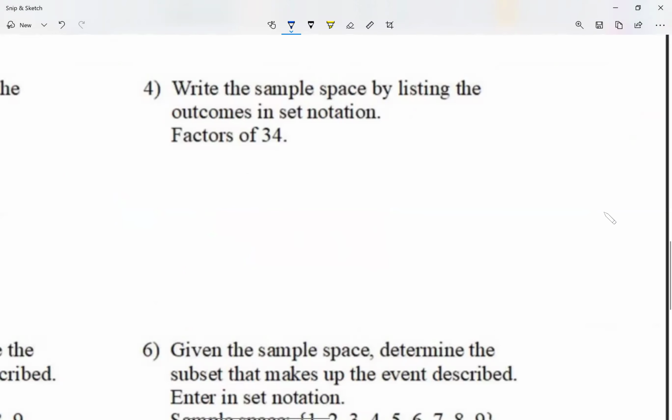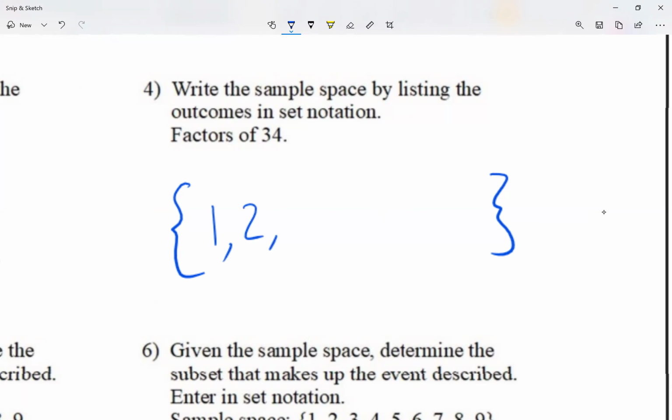Let's take a look at question number 4. So we're going to see these brackets. Again, these brackets are already in Canvas. You don't have to type them in. Now write the sample space by listing the outcomes in set notation. Factors of 34. Which numbers can I divide 34 by? Let's see, I can divide it by 1, right? 34 divided by 2 gives me 17. Okay, so I can divide this by 2.